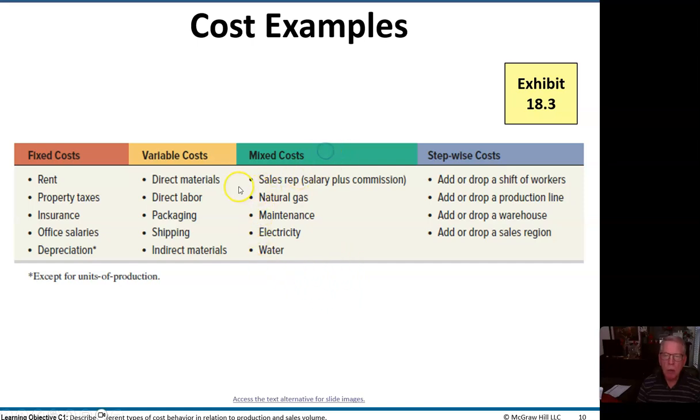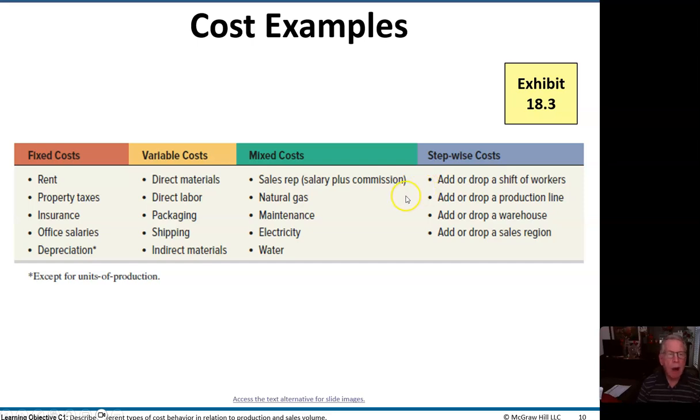Mixed costs here would be a sales rep. He gets a salary, but he also gets, or she gets, a commission. Natural gas. The more we make, the more natural gas we use, but we also use the natural gas for other purposes. Maintenance cost. Obviously, the more we make, the higher the maintenance. But to some degree, there's fixed charges there for the salaries of our maintenance workers. And then electricity, if our machines are using electricity, we use more when we make more, same with water.